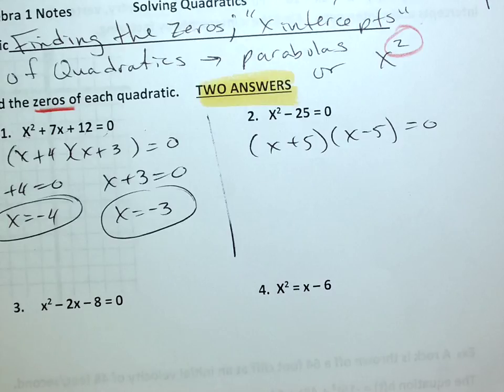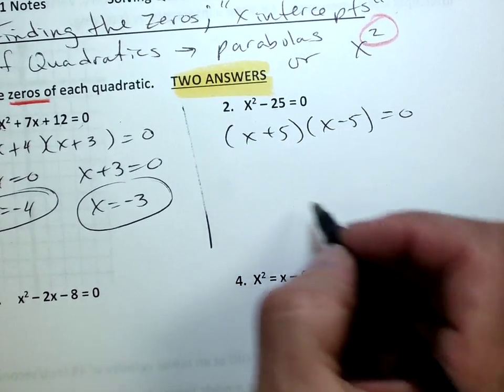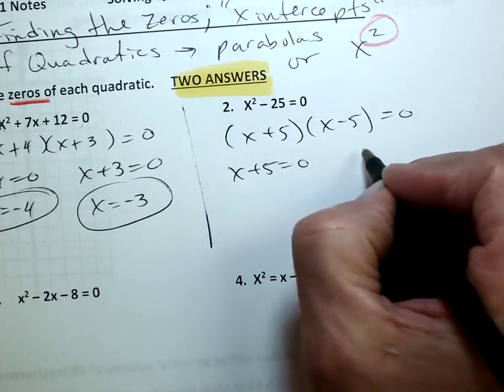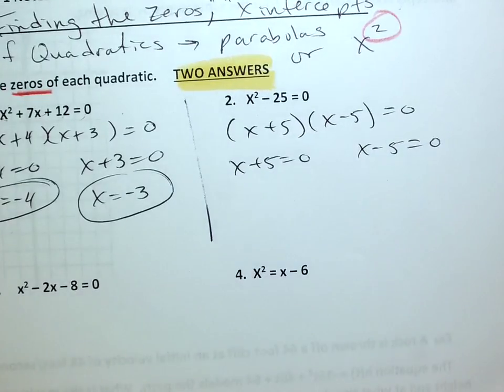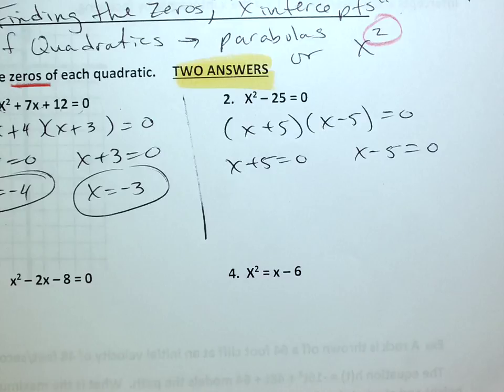Austin, I know you're with me. Of course you are, right? So we factor. Then we set up our mini equations, right? You said yesterday, it's just all opposite. Yeah, it's just all opposite.